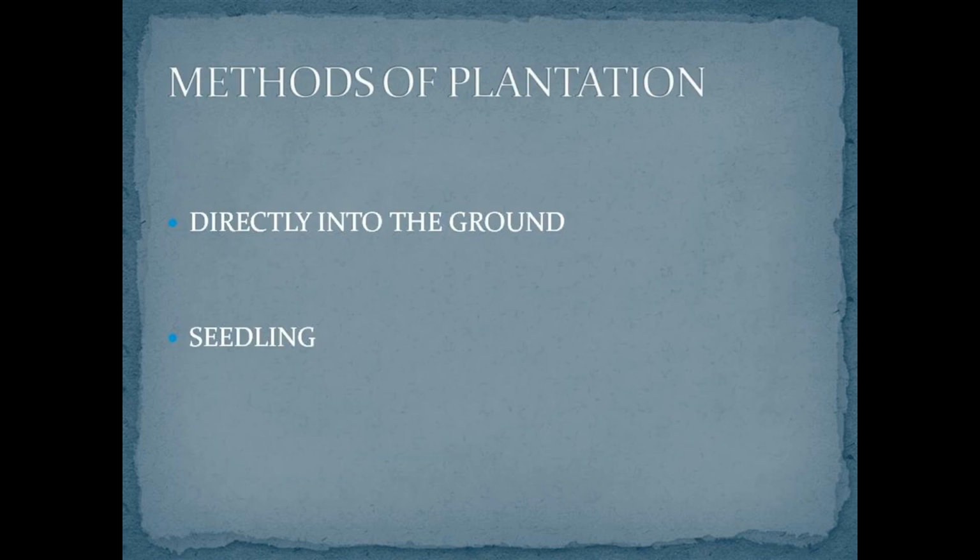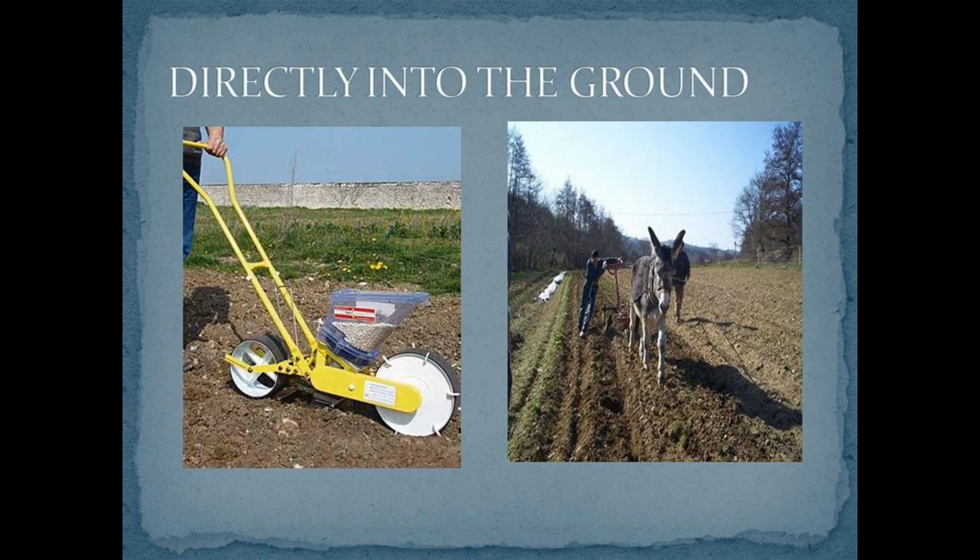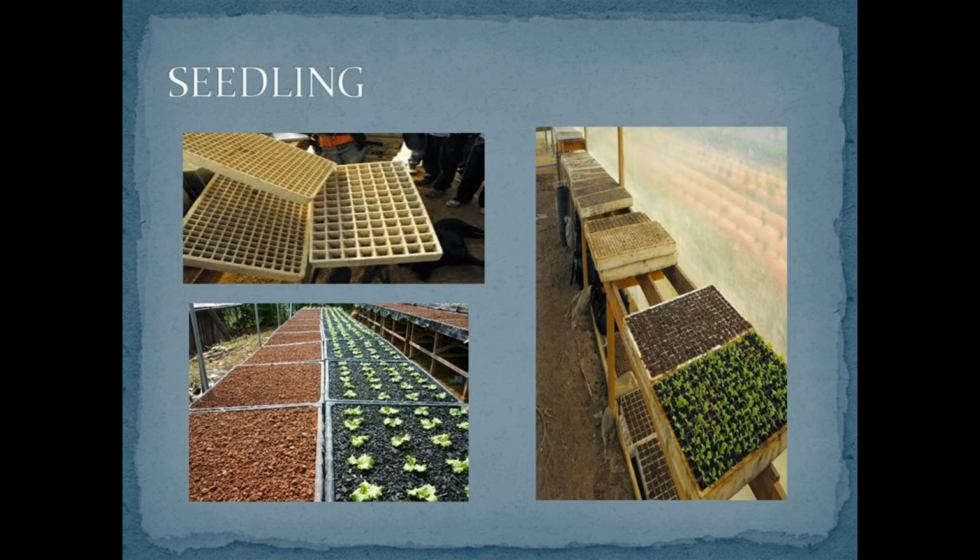Now, there are two methods to plant spinach. The first method is to plant the seed directly into the ground and wait for the outbreak. This method is cheap and simple. The second method is called seedling. This method is to plant the seed in a styrofoam box and wait for the outbreak.